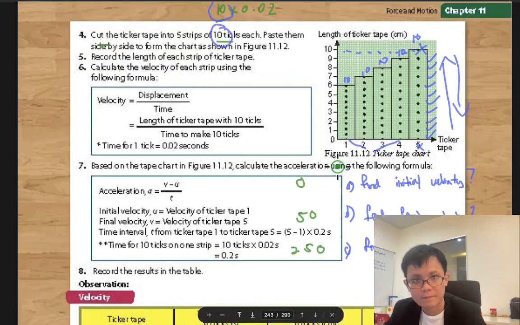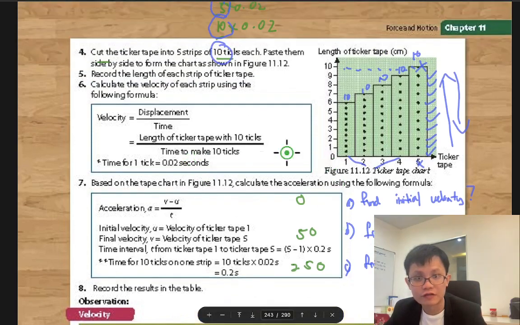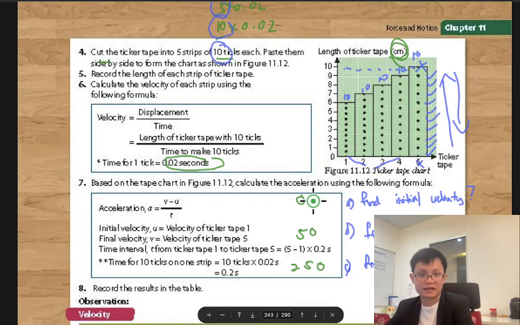So the unit will be cm s negative 1. I mean it's second, because the question already give you 1 tick is 1 second, so the unit is cm over second, cm over second.